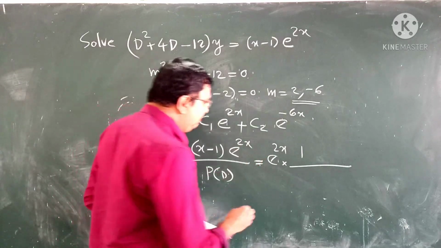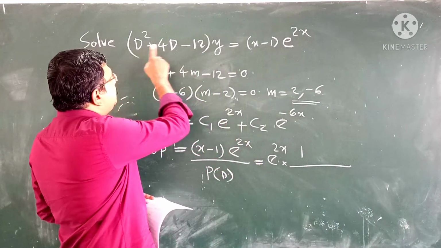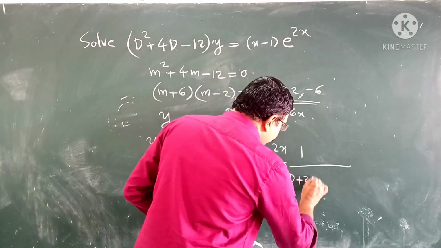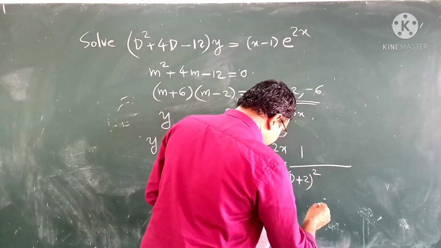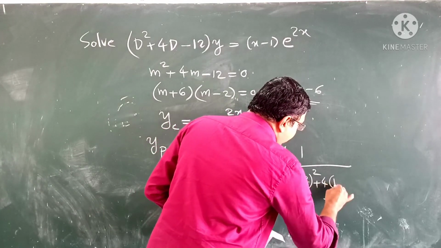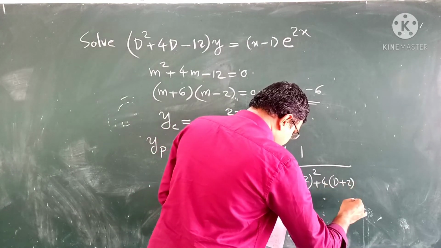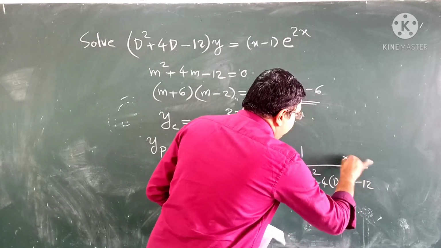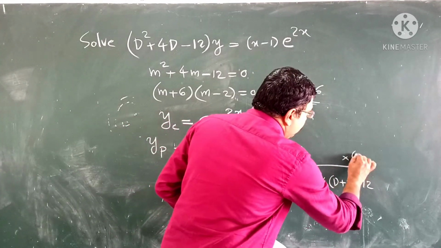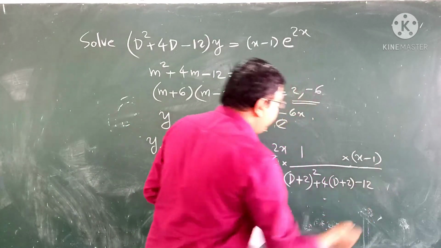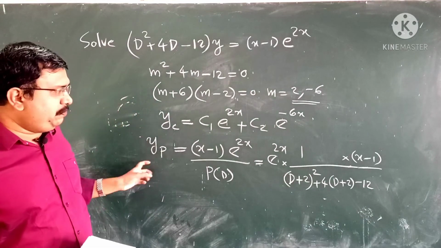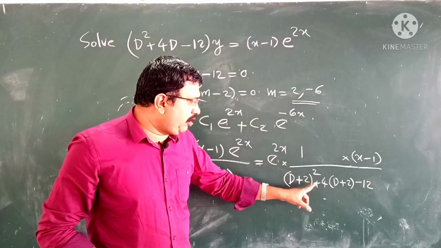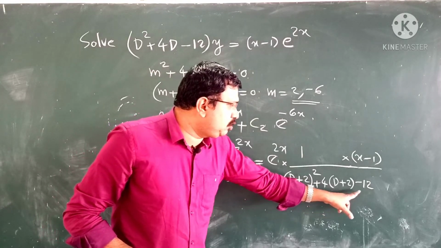Therefore, this equation will become (D+2)² + 4(D+2) − 12 in the denominator, and on the numerator is x − 1. That is our yp equal to e^x into 1 by (D+2)² + 4(D+2) − 12.